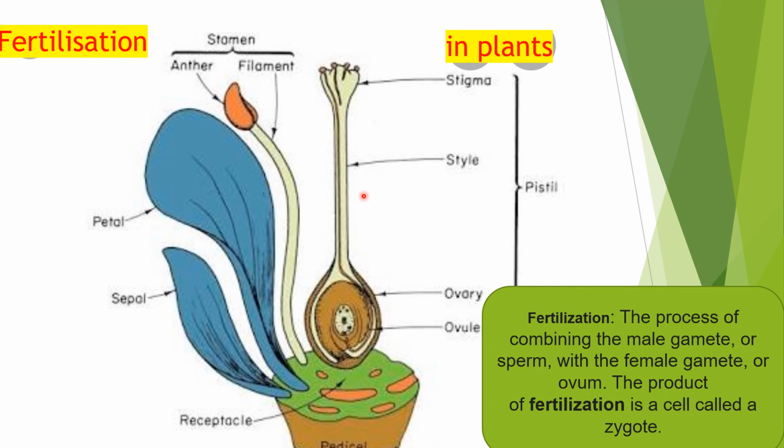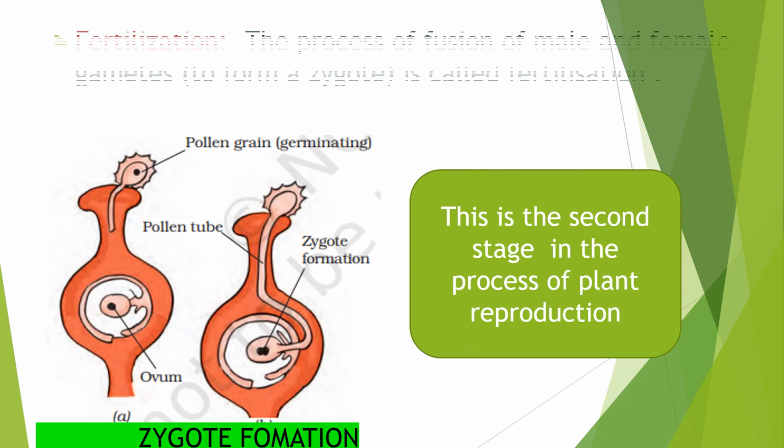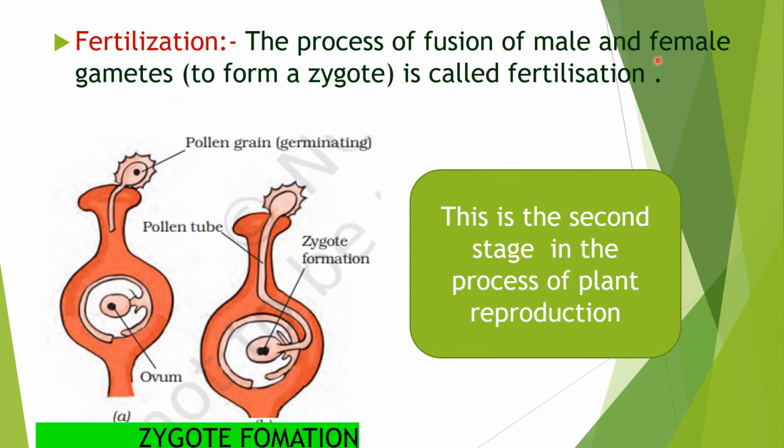This is fertilization. After pollination, the next process in the reproduction of plants is fertilization. Look here at the parts of the plant. This is the anther and this is the stigma. Fertilization is the process of combining the male gamete or sperm with the female gamete or ovum. The product of fertilization is a cell called a zygote. The process of fusion of male and female gametes is called fertilization. This is the second stage of the process of reproduction.